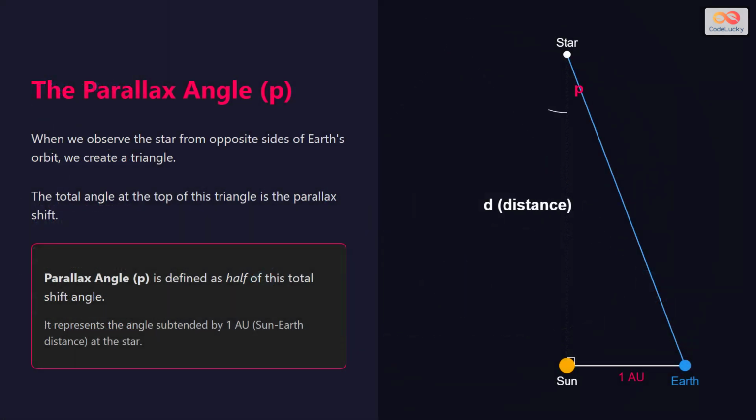When we observe the star from these 2 points, it forms a long, skinny triangle. The star is at the top point. The angle at the very top is the parallax shift. Astronomers define the parallax angle, denoted by the letter P, as exactly half of this total angle. It corresponds to the right-angled triangle formed by the Sun, Earth, and the star.